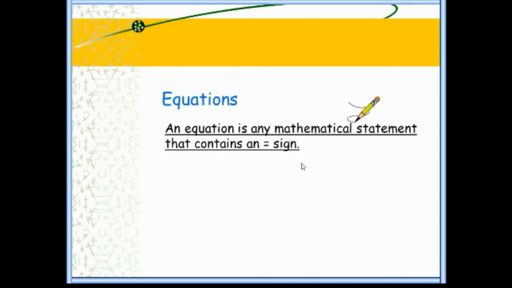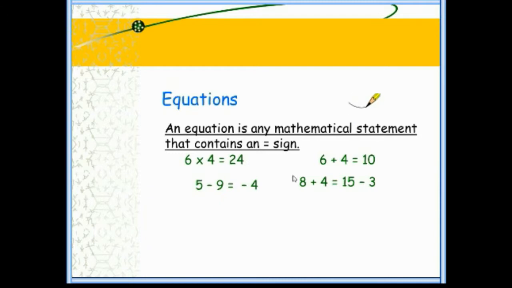An equation is any mathematical statement that contains an equal sign. And we have a left hand side of the equal sign and the right hand side of the equal sign. So 6 plus 4 equals 10 is an equation. 5 minus 9 equals minus 4 is an equation. 8 plus 4 equals 15 minus 3 is an equation. 6 times 4 equals 24 is an equation. 27 divided by 3 equals 9 is an equation.